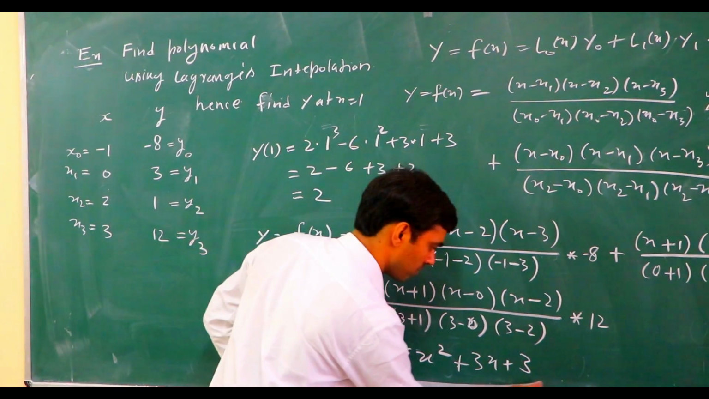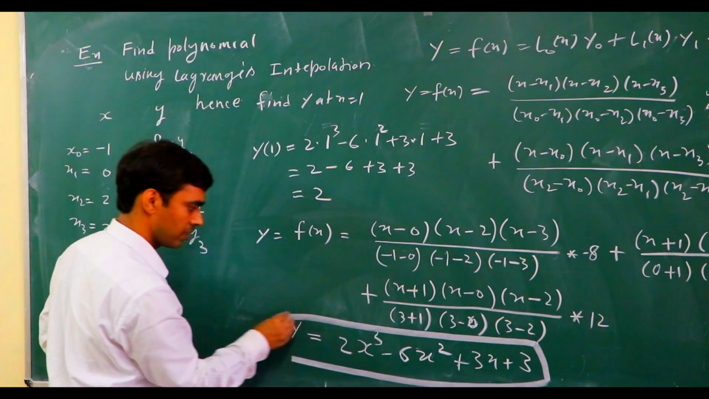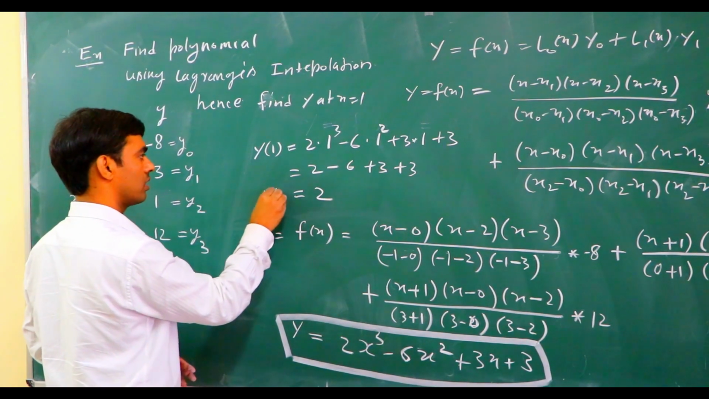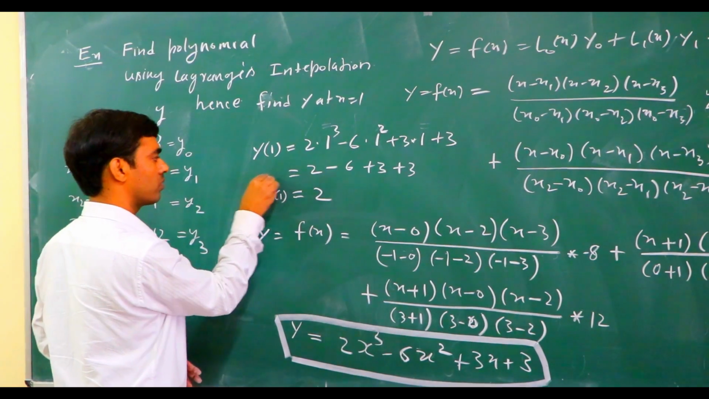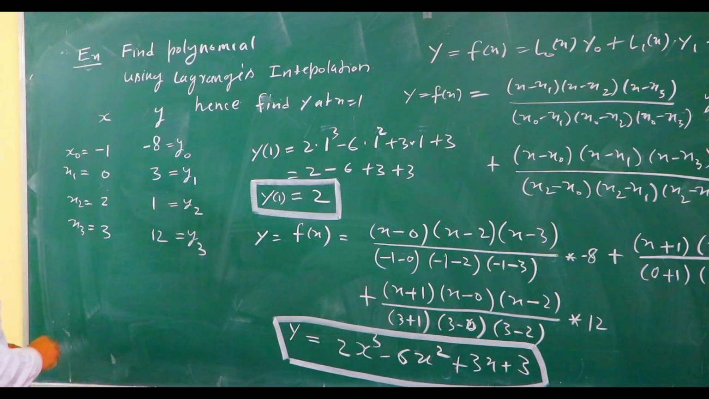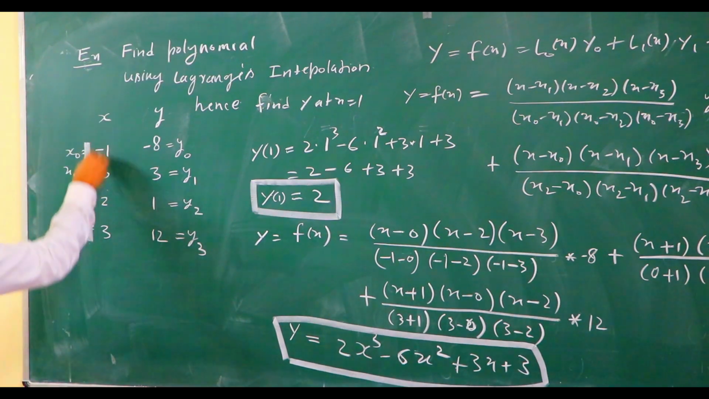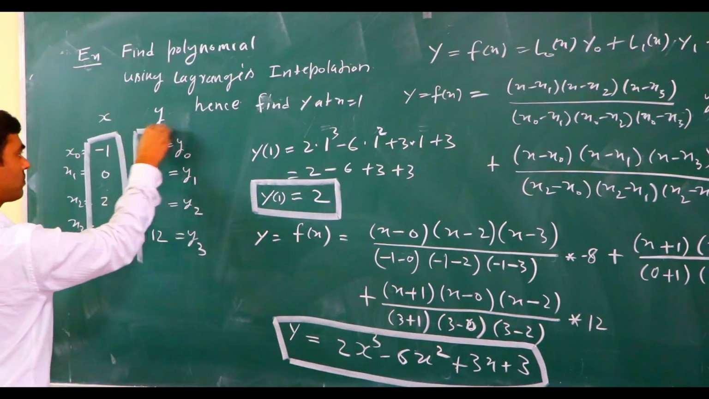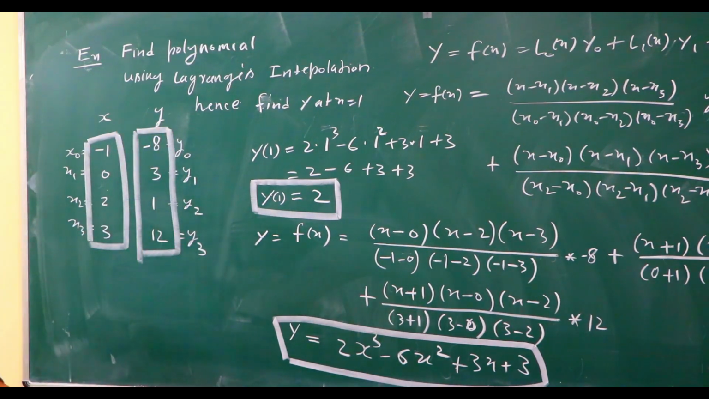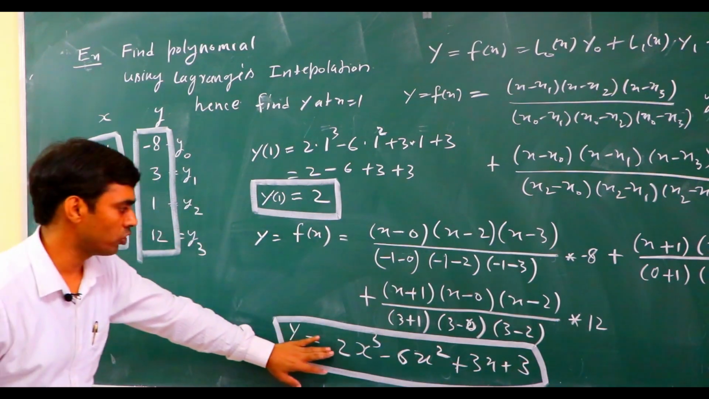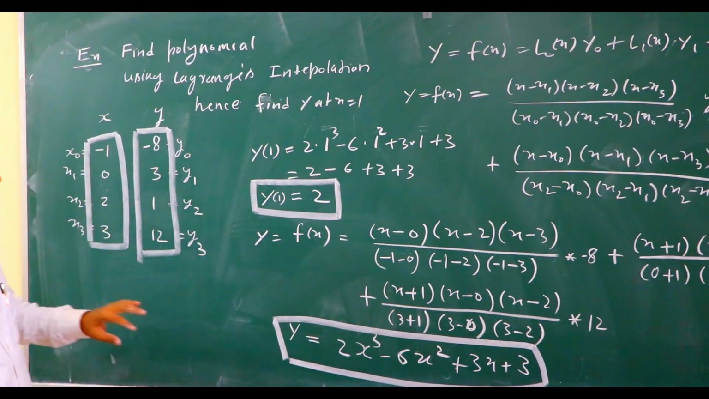So what we conclude here is that this is our polynomial, and this is the value of y at x equal to 1. These are the results. And what is the data? The data is this: this is the value of x and this is the value of y. So there exists a polynomial which satisfies this data.